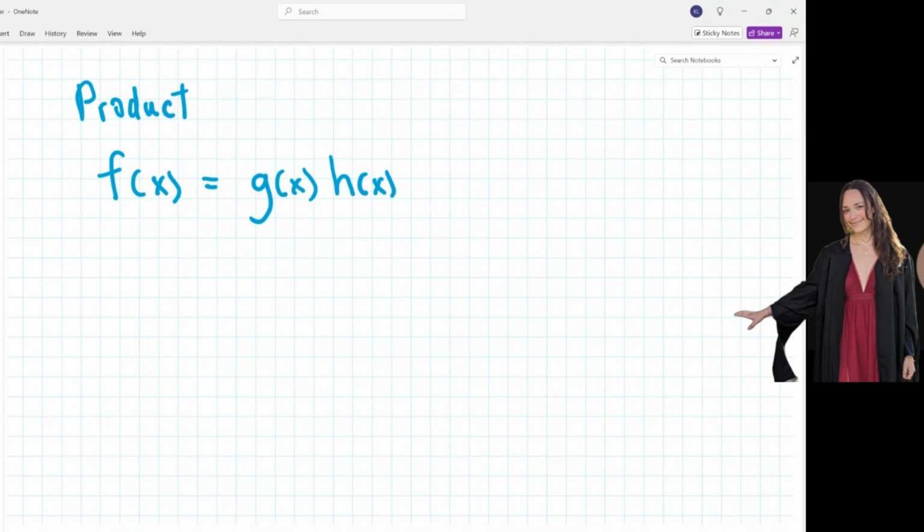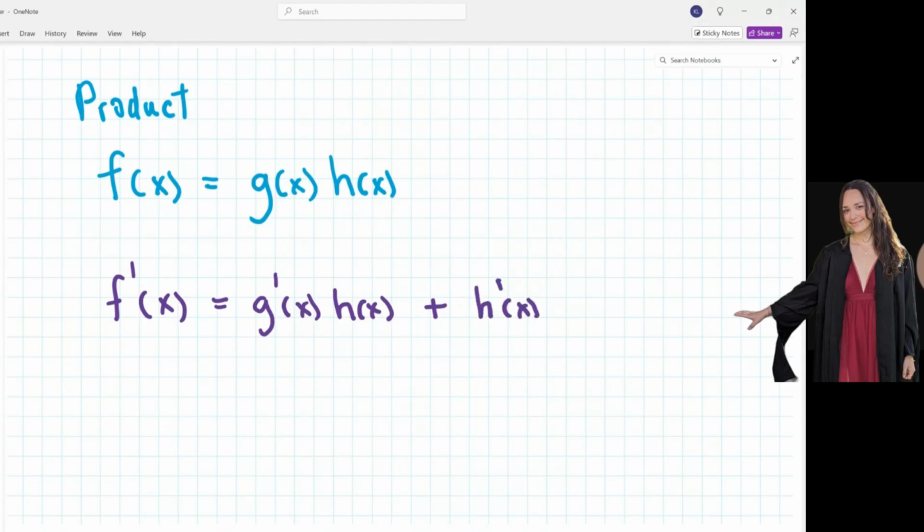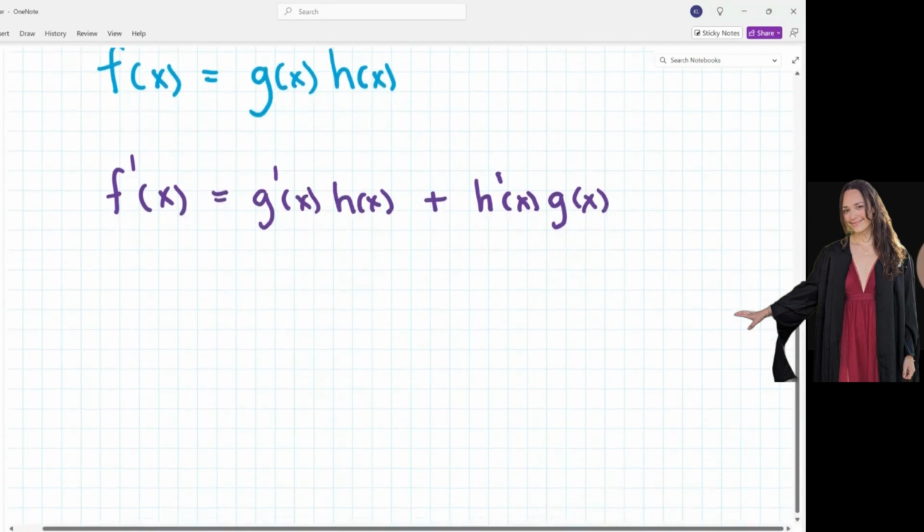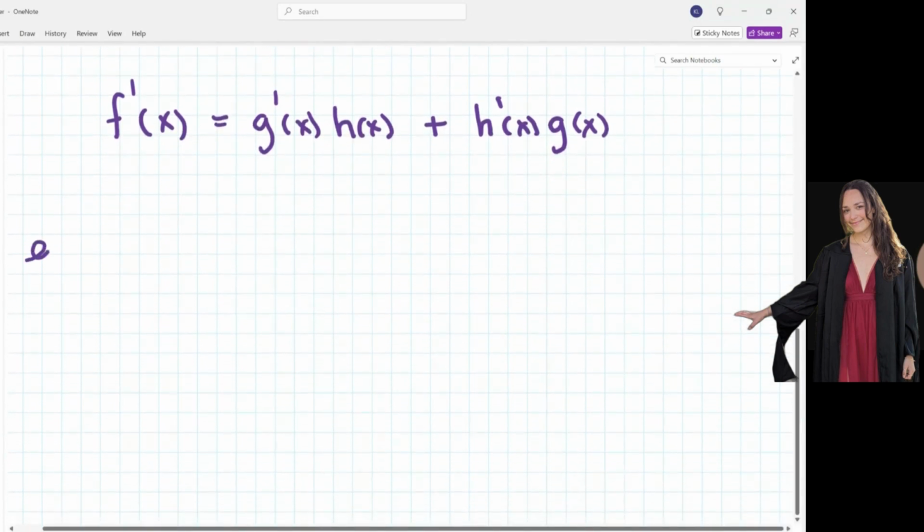Because of this, we have what's known as a product. I'm going to show you the general rule for how we can find a derivative in this situation. You would say f prime of x equals the derivative of the first, so we're going to call that g prime, times the second, so h of x, plus the derivative of the second, so that'd be h prime multiplied by the first, so we just have g of x. This is the general formula for the product rule. We'll show an example of that in action.